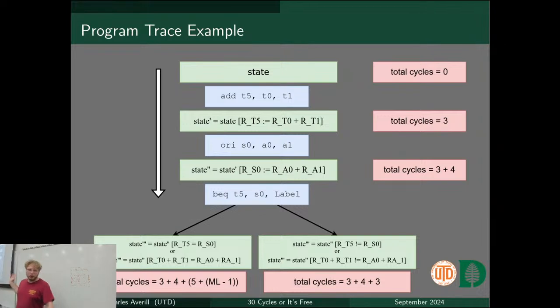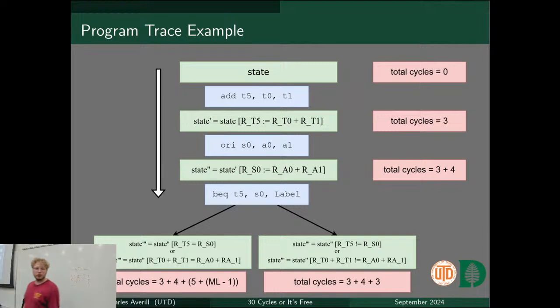And at this point, we haven't run any code, so the total number of cycles is 0, right? And then we run an add instruction. And we say, add together T0 and T1, put it in T5. That add instruction takes 3 cycles according to the CPU manual. So our total cycles is 3 now. And our state has been updated. We see that now we have state prime, which is the old state, but T5 has been updated with a value T0 plus T1, right? Does that make sense? Okay.